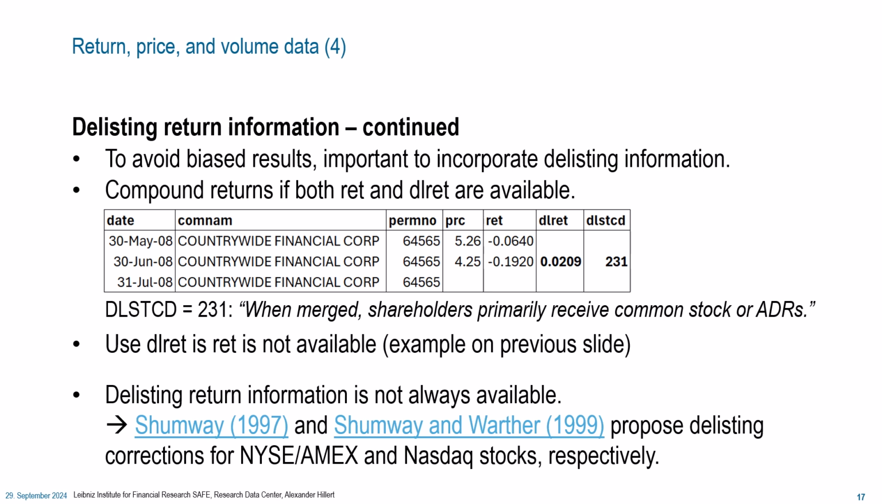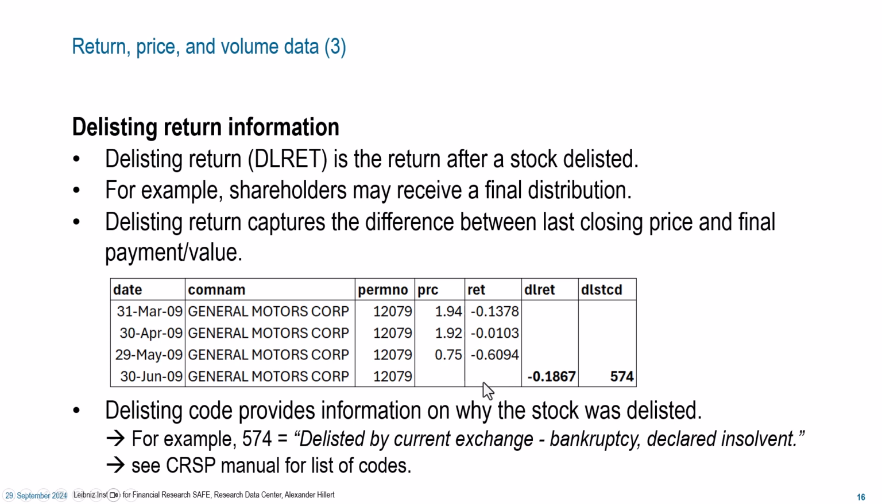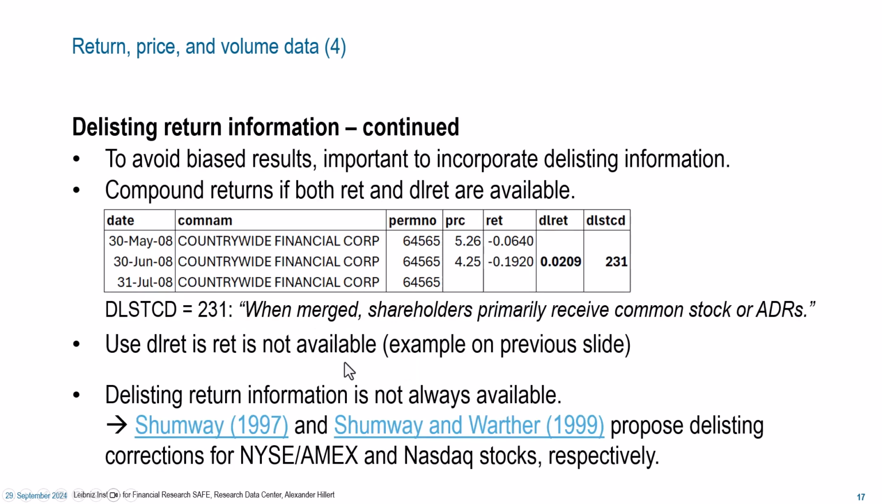And in this example, we see that for June, we have both a return available and a delisting return. So what would we do? We would compound returns, meaning we have 1 plus this return times 1 plus the delisting return, multiply the two and subtract 1. In the previous example, we had a case where we did not have return information, but just delisting return information. In this case, it's easy. Just take the delisting return as the return.